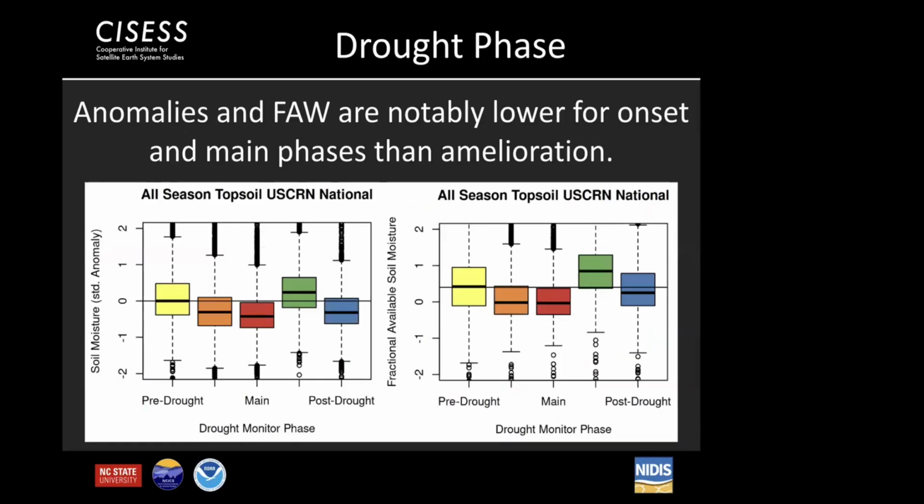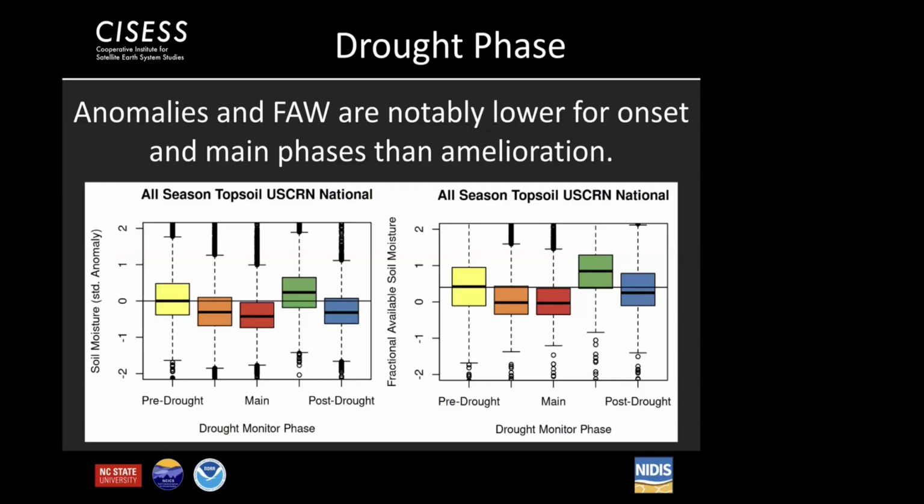I didn't have a lot of time to set this up, but basically what I'm looking at is the distribution of standardized soil moisture anomalies on the left again, fractional available water on the right. The pre-drought period is 6 weeks before onset. So before that first week, you start drought. You can see they're kind of hovering around normal. Fractional available water has values all the way up from 1, which is super wet, all the way down to wilting point. It's a very broad range.